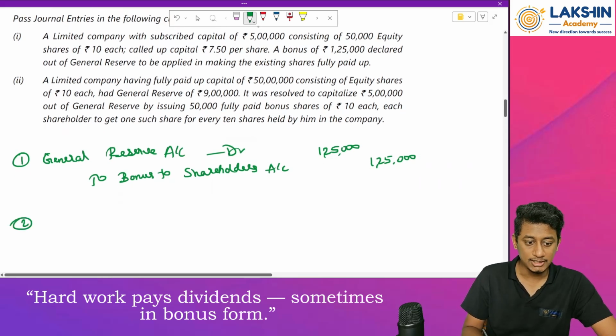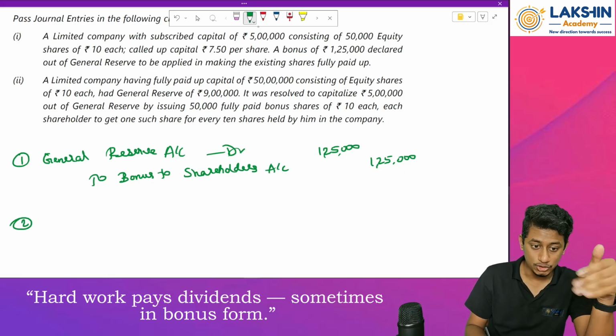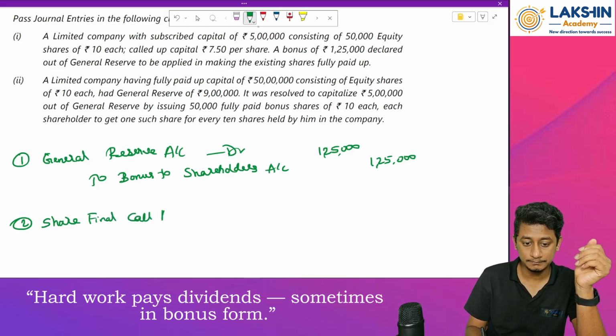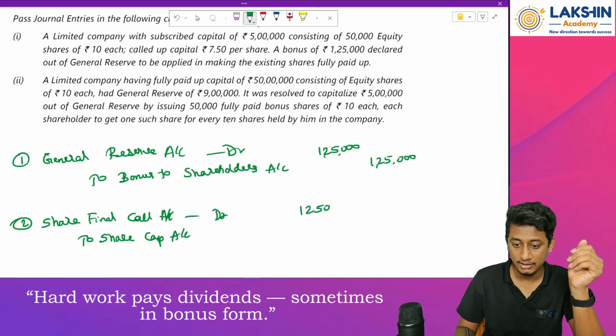Next, what to do? After this, pass an entry to show that the final call has been made. So what is the entry for making the final call? Share final call account debited to share capital account. How much is the value? Rupees 1 lakh 25,000 is pending to be called up.